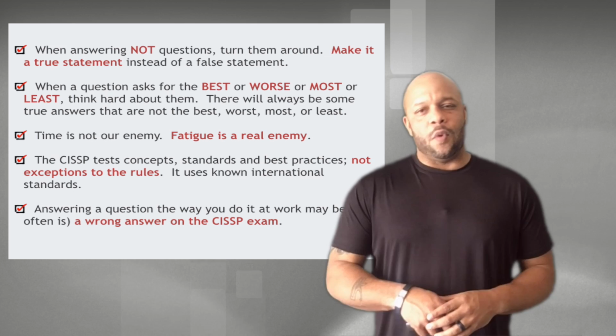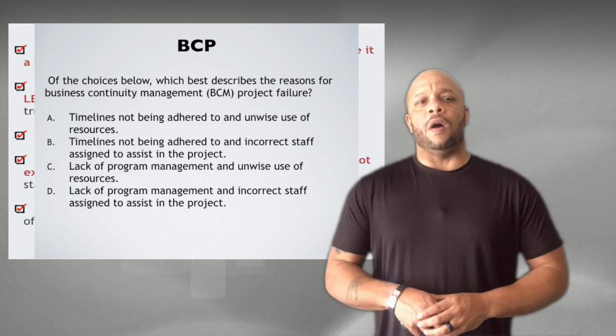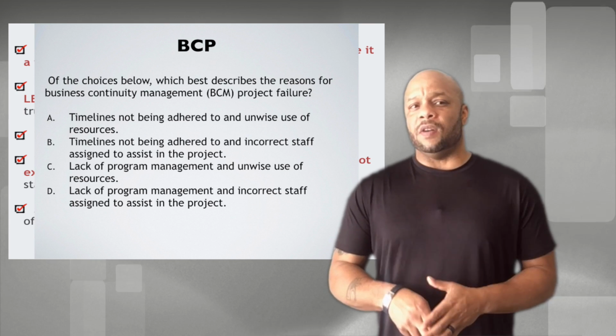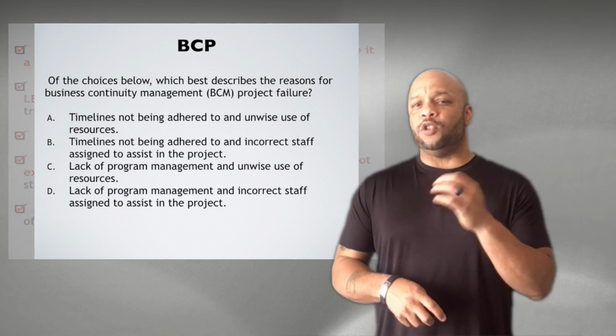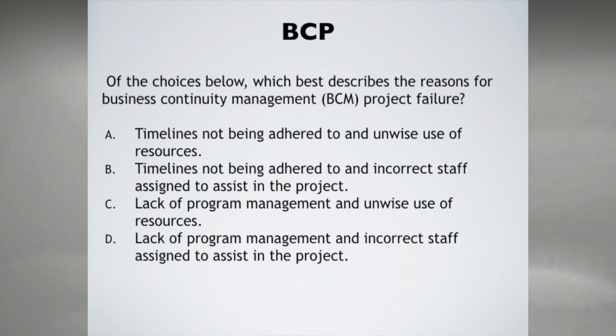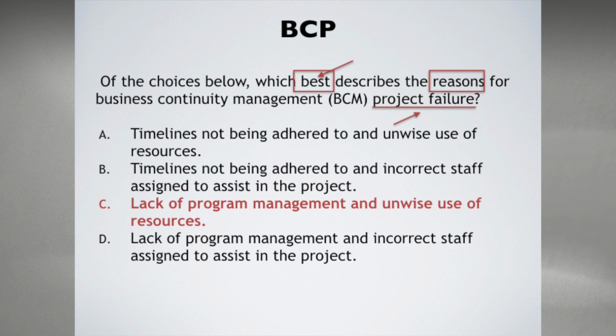Tell you what, let's try one more question. Of the choices below, which best describes a reason for business continuity management project failure? A, timeliness not being adhered to and unwise use of resources. B, timeliness not being adhered to and incorrect staff assignment to assist in the project. C, lack of program management and unwise use of resources. Or D, lack of program management and incorrect staff assigned to assist in the project. If you answered C, you were correct.